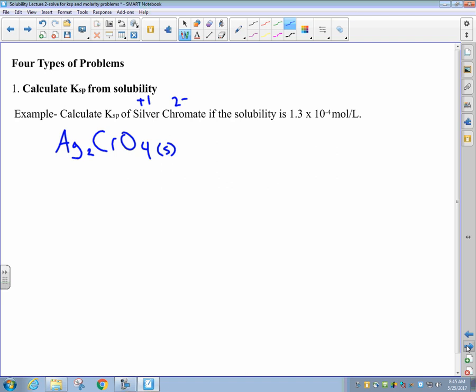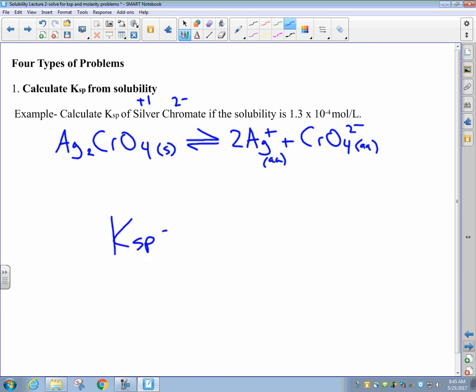We know that this is a relatively insoluble compound because we're at 1.3 times 10 to the minus 4th for our concentration. That is a very, very low value. So we're going to establish an equilibrium between the solid sitting at the bottom of our container and the ions that it would produce. So 2 silver ions and 1 chromate ion, both of which are aqueous. Now, if I wanted to go ahead and write a KSP expression for this, we'd have KSP equals the concentration of the silver ions squared times the concentration of the chromate ions. Now, the same rule applies for the law of mass action.